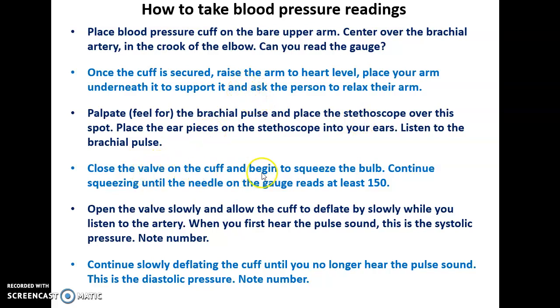Then you close up the valve, squeeze the bulb. It'll tighten on the person's arm when it reaches something like that. Then you have squeezed enough. Open the valve slowly. As the cuff deflates, you listen through the stethoscope. When you first hear the sound of the pulse again, that is the systolic pressure. Don't forget it, remember it. Then continue to slowly deflate the cuff, and when you no longer can hear the pulse, that's the diastolic pressure. And it takes practice to get good at this.